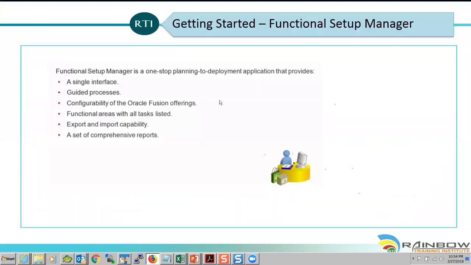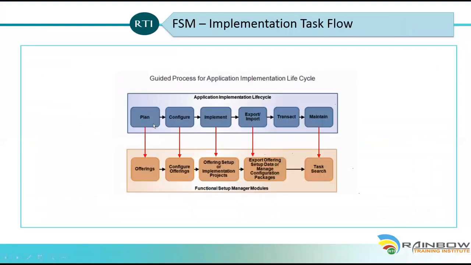Okay, right. So this is a simple diagram of the typical application implementation life cycle, this is how it happens. We can plan what offerings we need to implement and configure. Within the offerings, what features we have to opt in and what features we should opt out. We have to think it through and we have to implement it. Implementation is nothing but creating the implementation project and identifying the tasks and task lists that should be executed as part of the project. And each task may have objects where we need to import data from external systems or export the data from our Fusion applications.